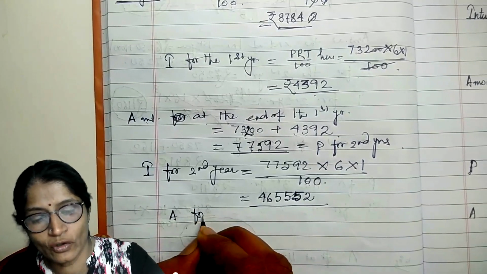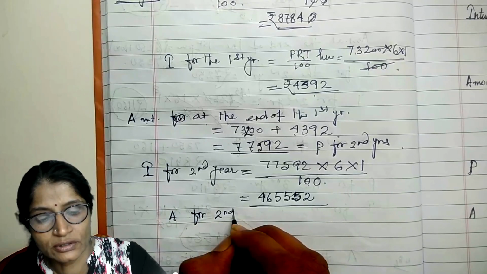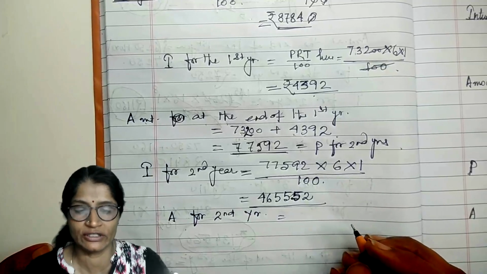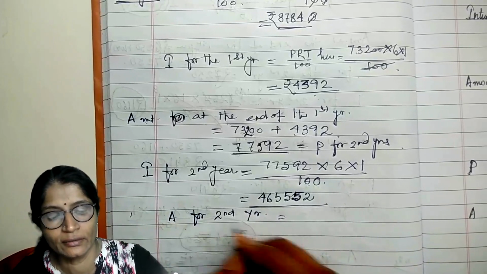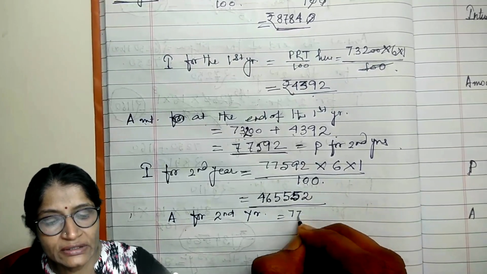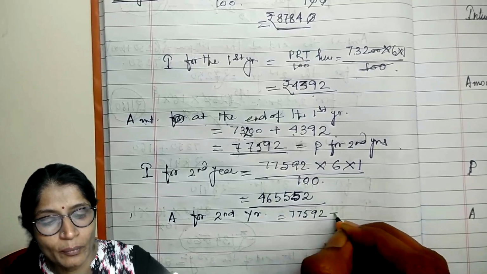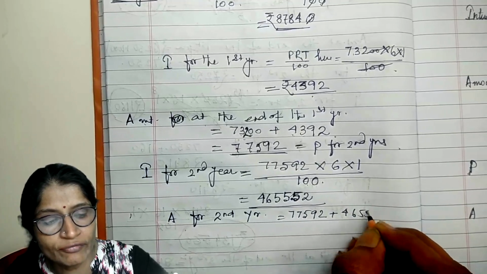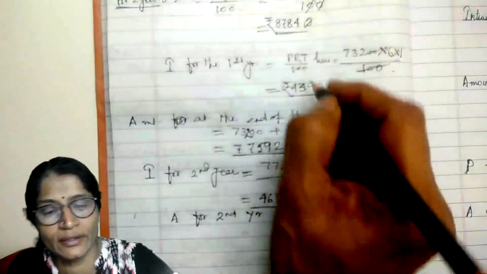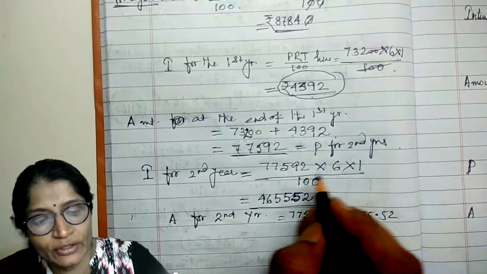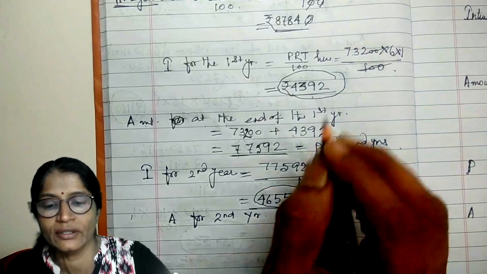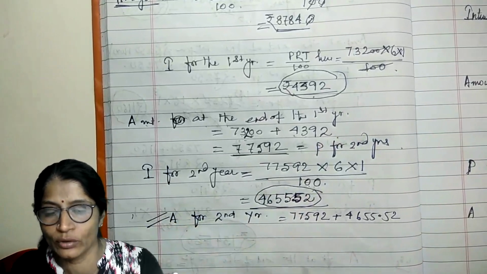So amount for the second year, amount at the end of the second year, will be equal to the principal 77592 plus 4655.52. Either you calculate the amount or you can take the interest for the first year and add it with the interest of the second year. I think that will be easier, because I don't want the amount, I want the interest.